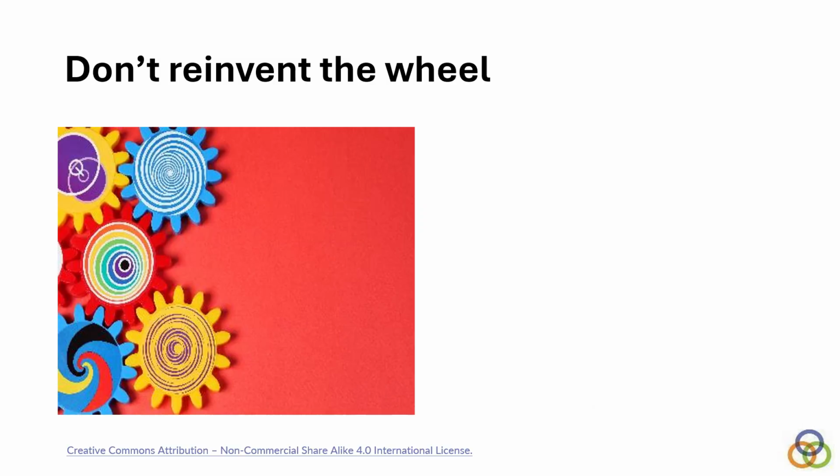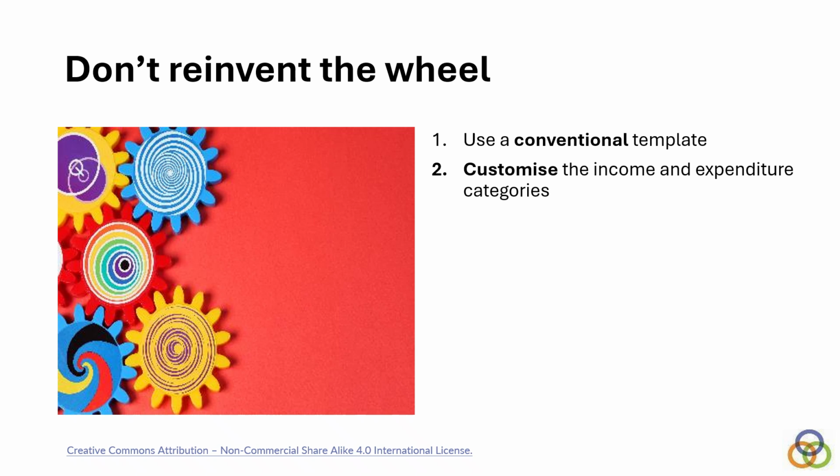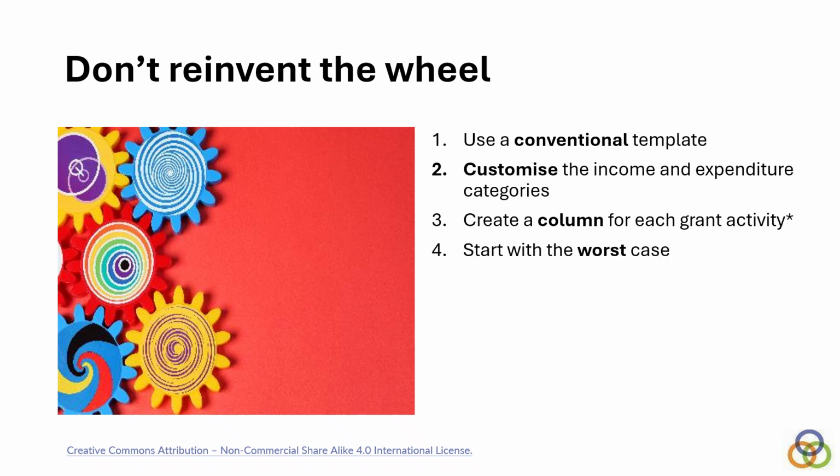So we're going to start with the template. Let's not reinvent the wheel. It's a tale as old as time. Use a conventional template, customizing income and expenditure categories. Create the columns for each grant activity. Start with the worst case, then move to the best case, and review.